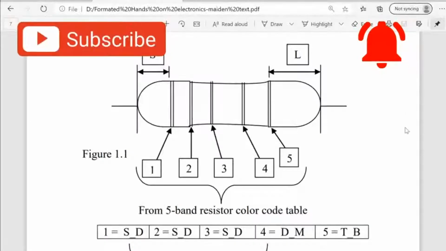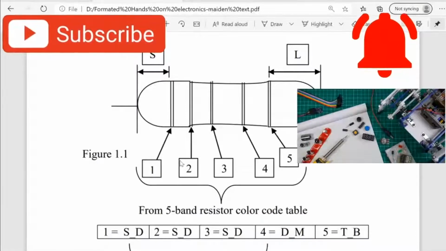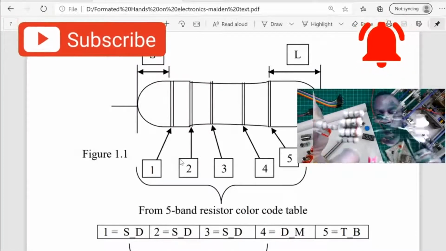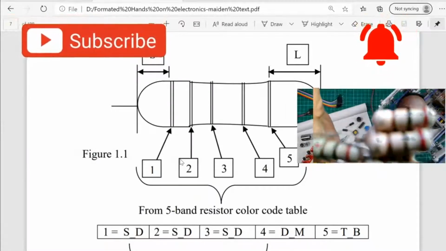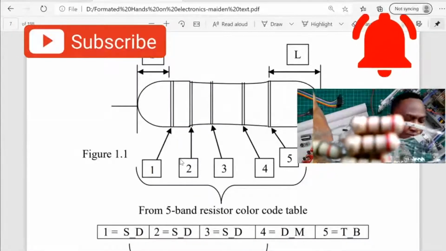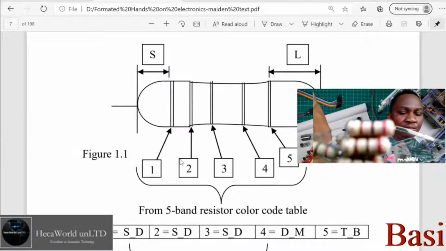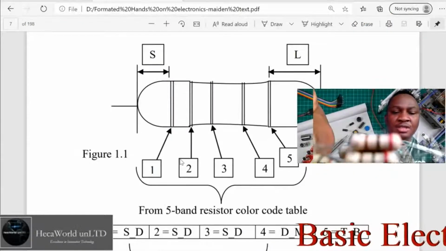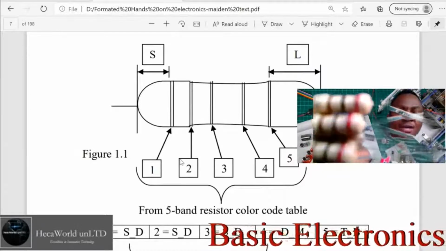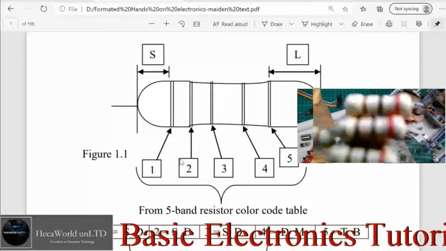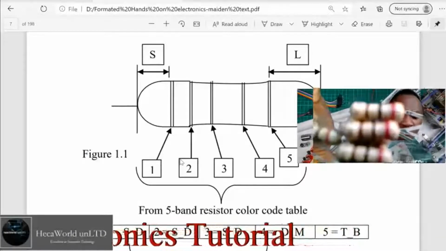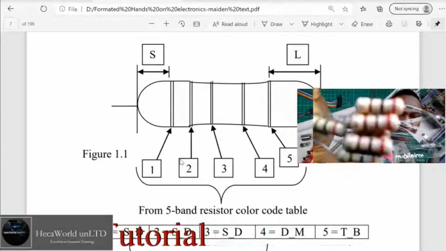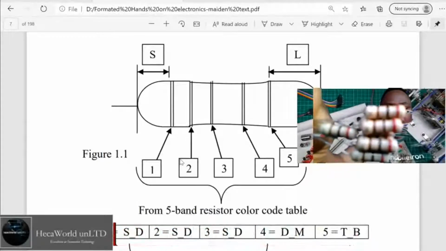But let me show you an actual resistor, what it looks like. All right, so if you see what I have in my hand right now, what you have on the screen, this is a resistor. Or these are resistors, I should say, because there are a bunch of them here. If you notice, there are color stripes on them, and this is what we're going to be discussing today: how you can identify the value of a resistor by those colors. All right, let's get right into it.